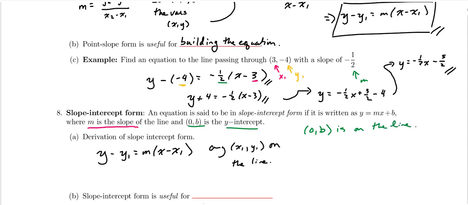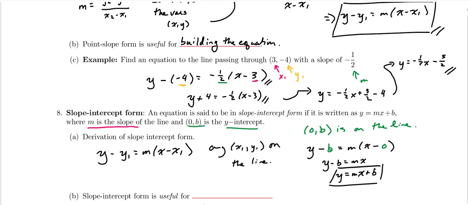And so we can write this as y minus b is equal to m times x minus 0. And here I have used the point-slope form of the line, but I specifically have plugged in the point that is the y-intercept. And if I rearrange this, we get y is equal to mx plus b, that familiar slope-intercept form. And a lot of students find that as their favorite form of the line.